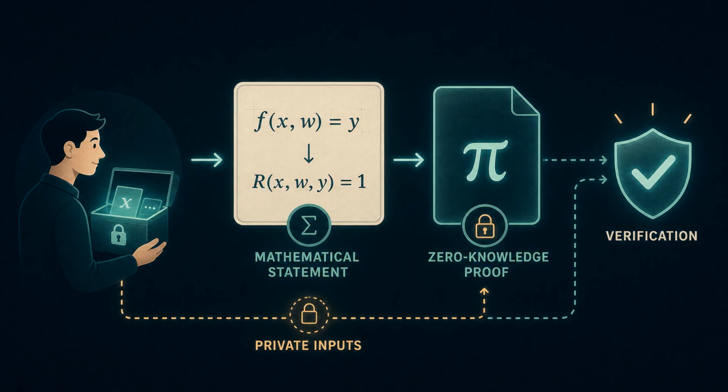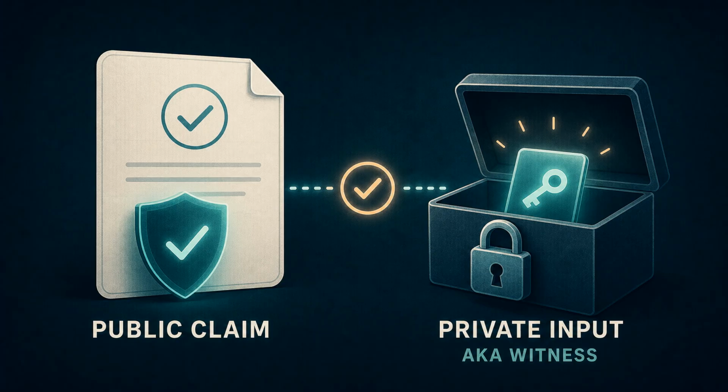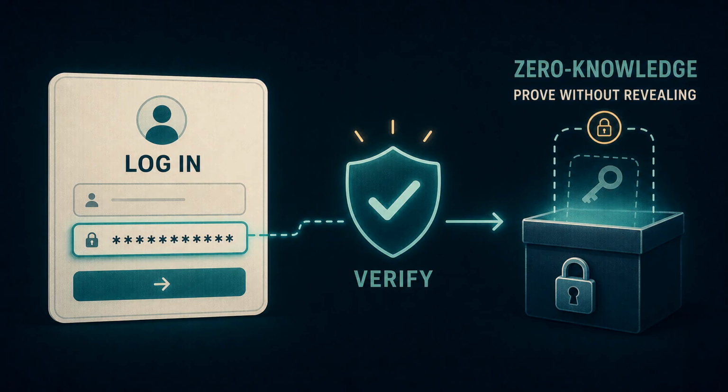Real zero-knowledge proofs do not rely on cave walls or paper puzzles. They turn a claim into a mathematical statement. Then they create a proof that the statement is true, while hiding the private inputs that made it true. The private input is sometimes called a witness. It is the secret information that makes the claim true. The public claim might be that a password hash matches, an account has enough funds, or a calculation was done correctly.